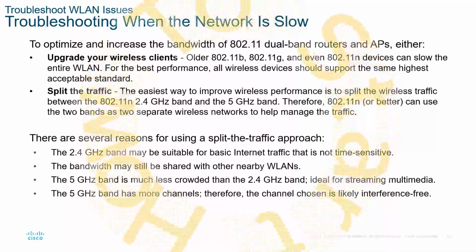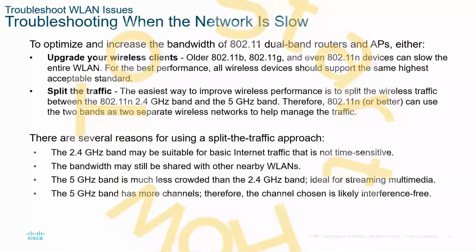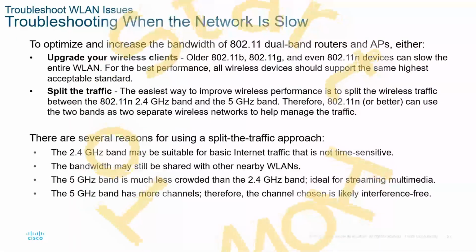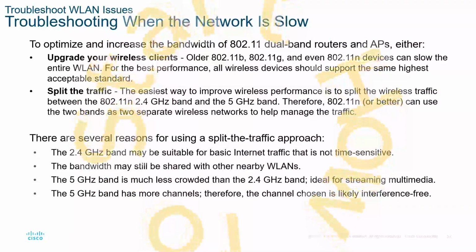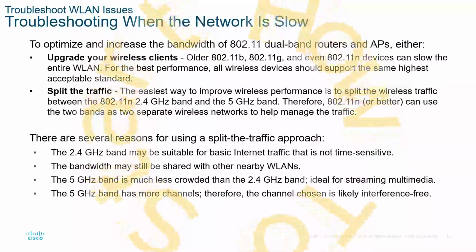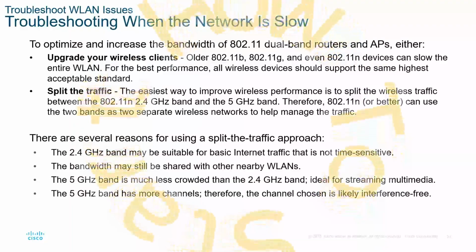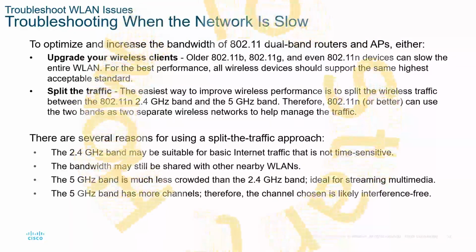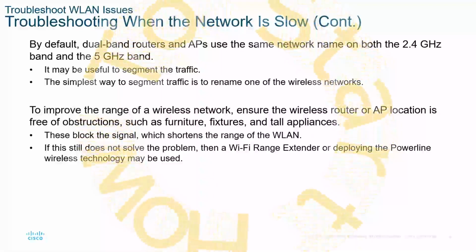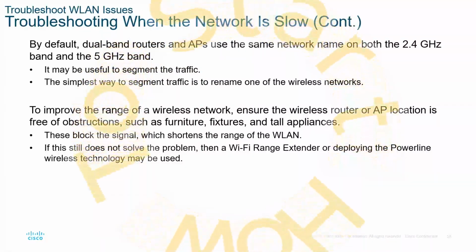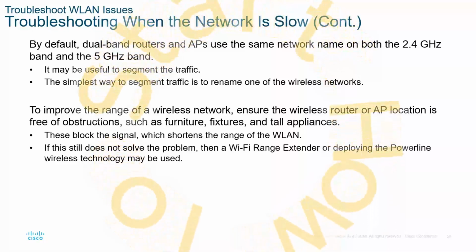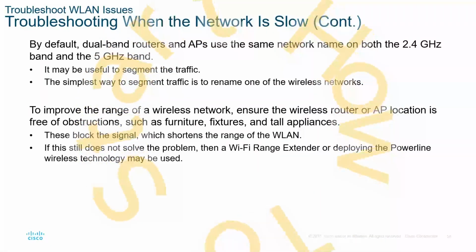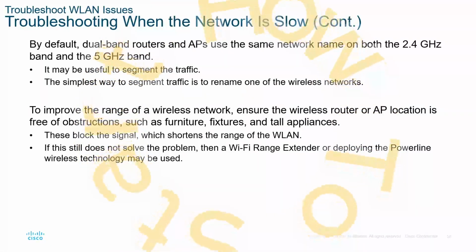Also, we may split the traffic approach. Maybe we have both 2.4 and 5 separated. That way, if you're doing streaming, you connect to one, and if you're doing regular data browsing, you connect to the other. By default, dual band routers and APs use the same network name for both. You might actually segment the traffic and separate the names.